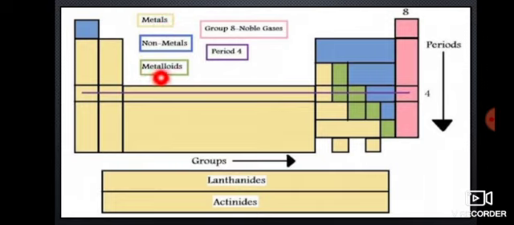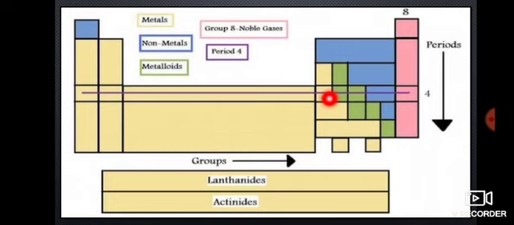But what are the metalloids? The metalloids show properties in between the metals and non-metals. We have discussed in much detail the properties of these metals, non-metals and metalloids in our 8th class course. Now what about this green area? So these are actually the metalloids. Okay, the metalloids are located in this area.